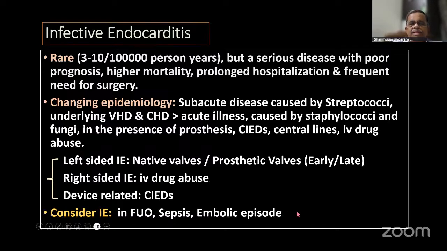We should realize that there is a change in epidemiology. What was a subacute disease predominantly caused by Streptococcus viridans with underlying valvular heart disease and congenital heart disease is now turning to predominantly an acute illness caused usually by staphylococci and fungi, more so in the presence of prosthetic material, electronic devices, central lines, and also caused by IV drug abuse.